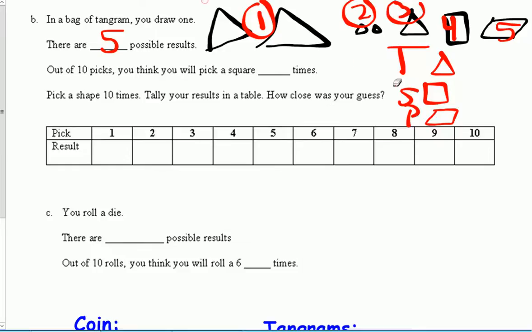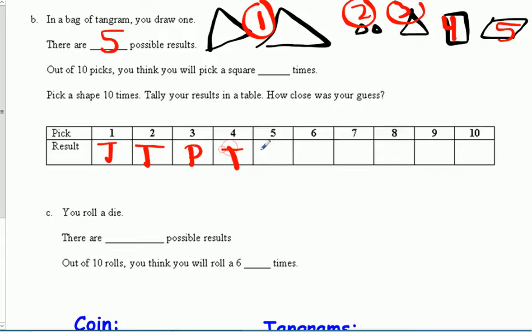Alright, so hopefully you're back, you're done. You have this whole chart filled out. I'm going to fill it out with mine. I got a triangle, triangle, parallelogram, I got another triangle, I got another triangle, and I got the square, and then the rest were triangles. So I guessed I was going to get the square one time, and I actually guessed it exact. I actually got exactly 1 square.